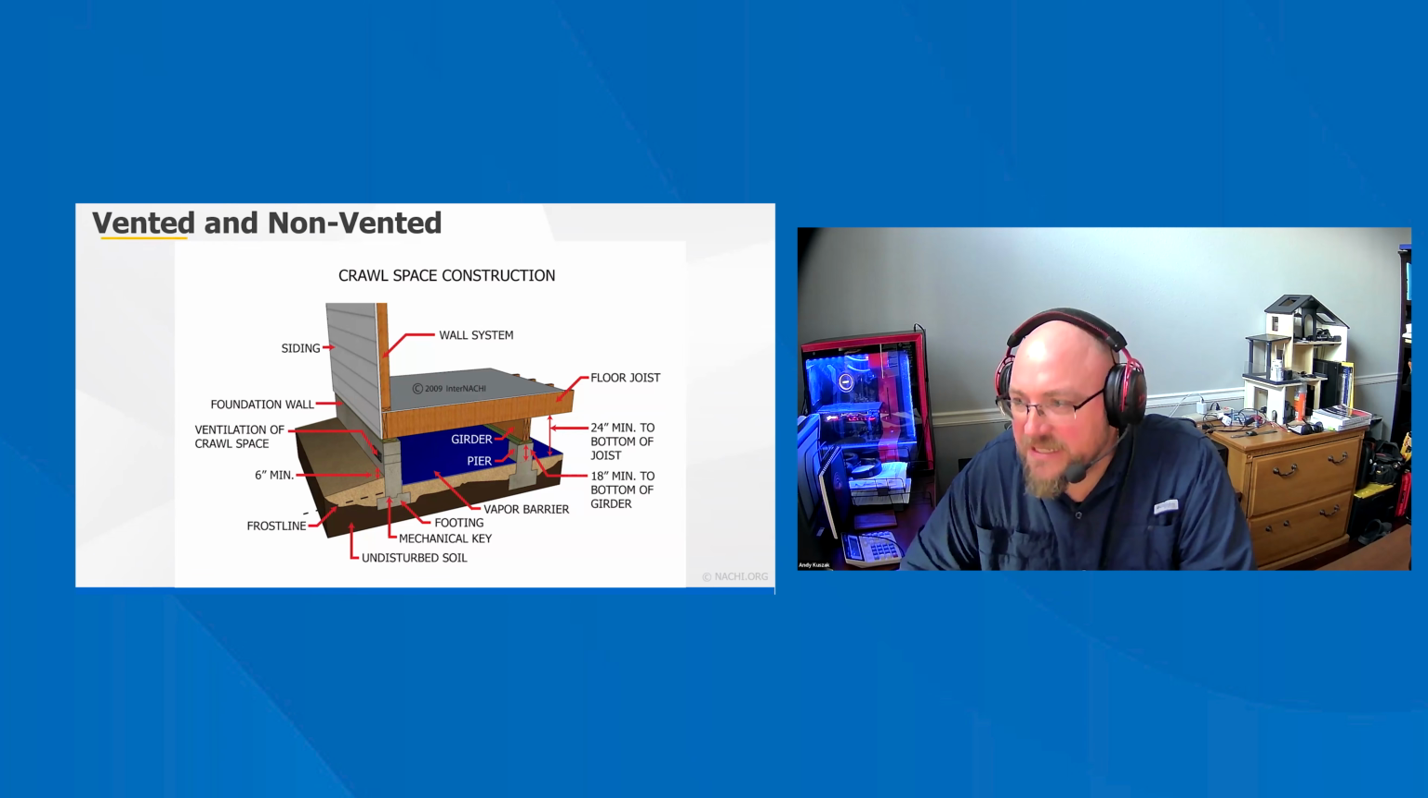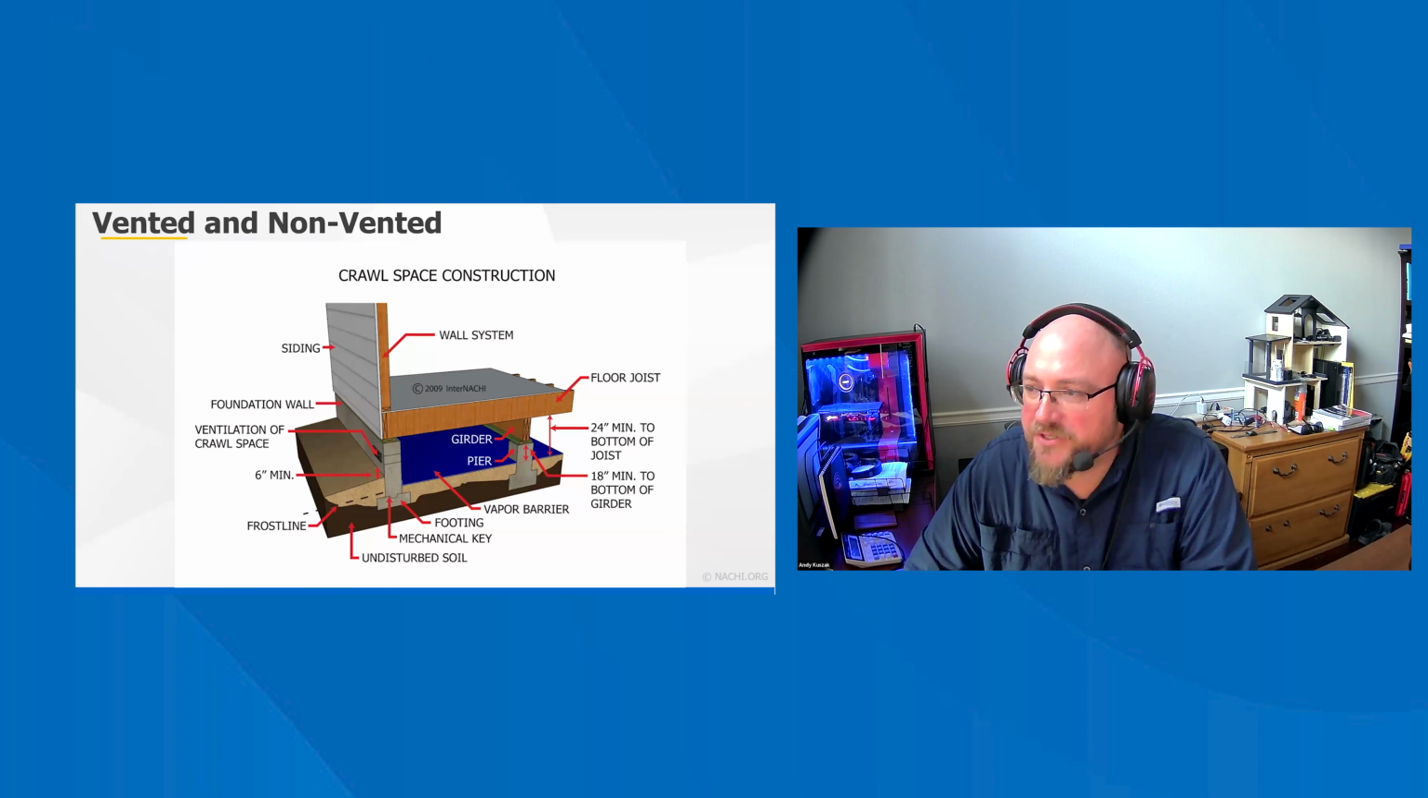As a best practice, exposed earth or dirt on the crawl space floor should always be covered by a vapor retarder. Joints of the vapor retarder should overlap 6 inches and should be sealed or taped. The edges should extend at least 6 inches up the wall and should be secured and sealed to the wall.